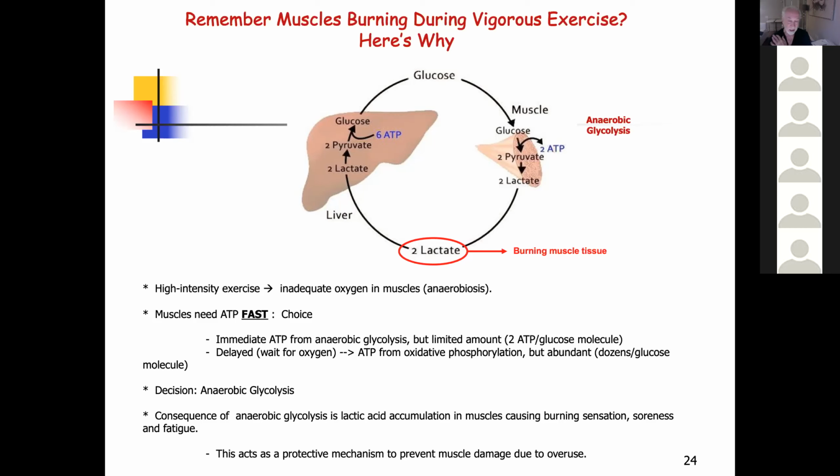You're running cross country, so you're putting a lot of stress on your muscles, and they're getting low on oxygen. I'm not an exercise physiologist, so I don't know if there's a way that you could reduce the amount of lactate that accumulates. I have a potential answer.